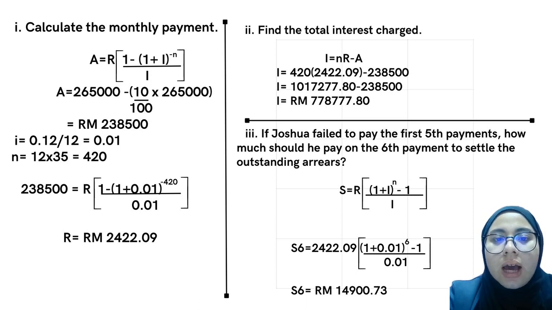For this question, I use the future value formula, which is S equals R times open bracket 1 plus i close bracket to the power of n minus 1, over i. The value of n is 6. So the last answer is 14,900.73. This is the calculation to get the answer: 2,422.09 times 6.152015.